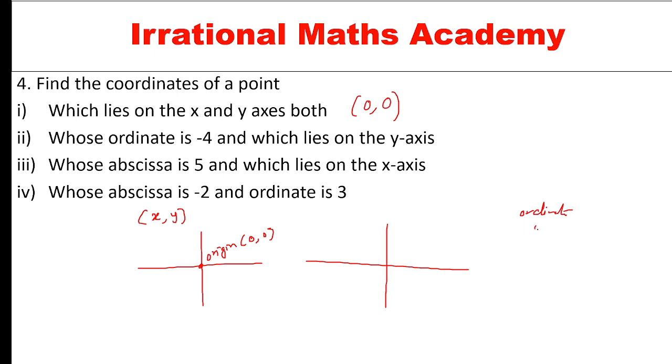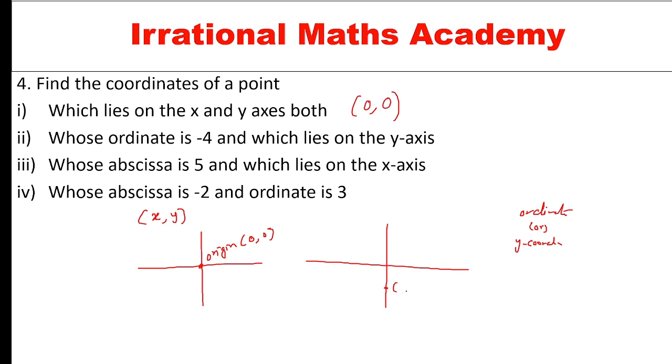Nothing but the y coordinate. So what are they saying? Whose ordinate is -4? -4 somewhere here. Okay. Whose ordinate is -4 and which lies on the y-axis?